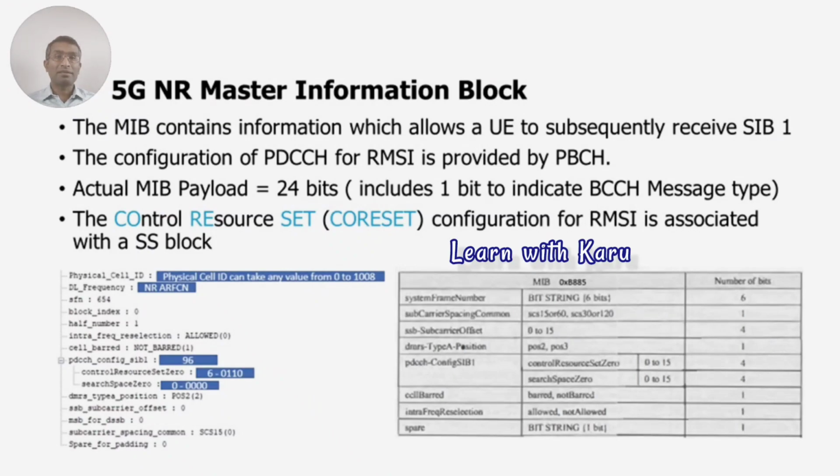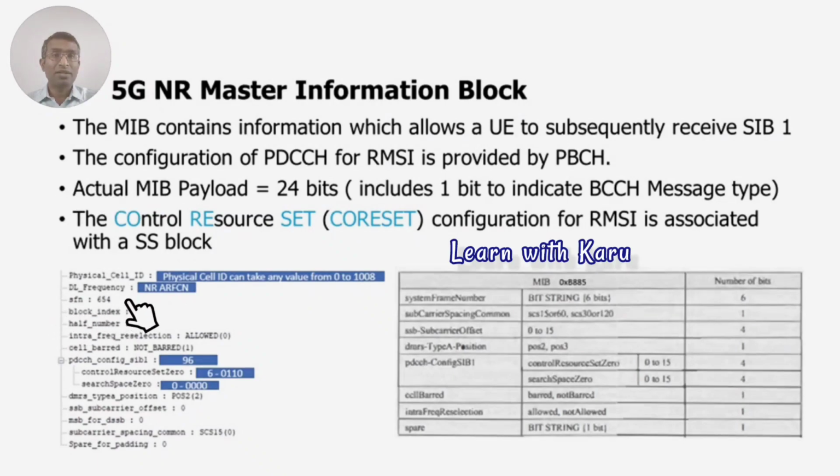And the MIB contains a payload of 24 bits, which includes 1 bit indicating broadcast control channel message type, and one other bit is a spare bit. It also contains the control resource set, which is called the CORESET configuration, for remaining minimum system information that's associated with the synchronization signal block.